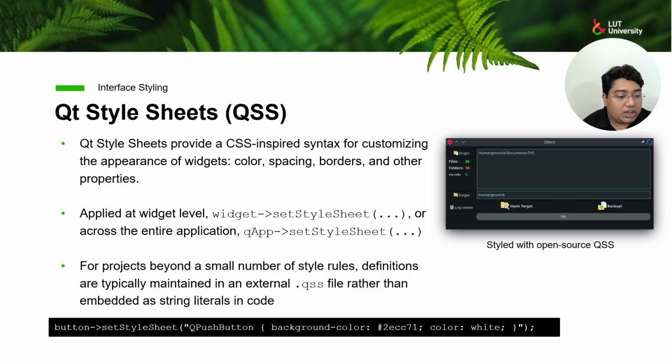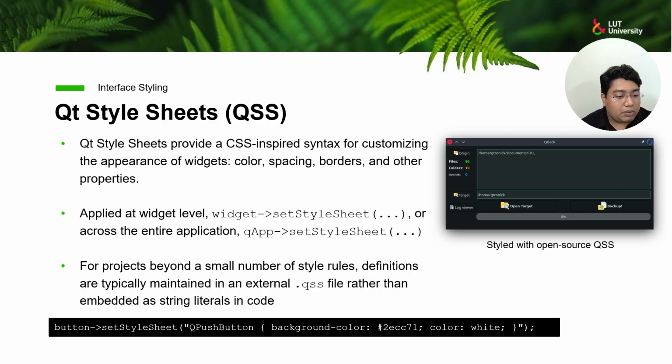So far, every interface we have created has used Qt's default appearance. There's nothing wrong with that, but eventually you will want your application to have its own visual identity. That's where Qt style sheets, or QSS, come in. If you've worked with web development before, the syntax will probably look familiar because it's heavily inspired by CSS. Using QSS, we can change colors, borders, fonts, spacing, and many other visual properties.